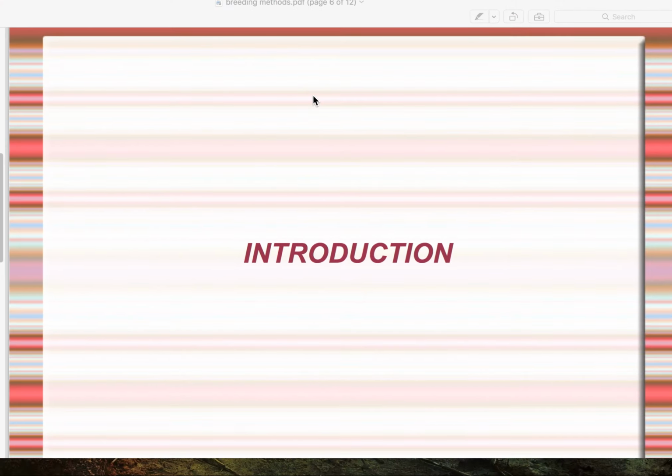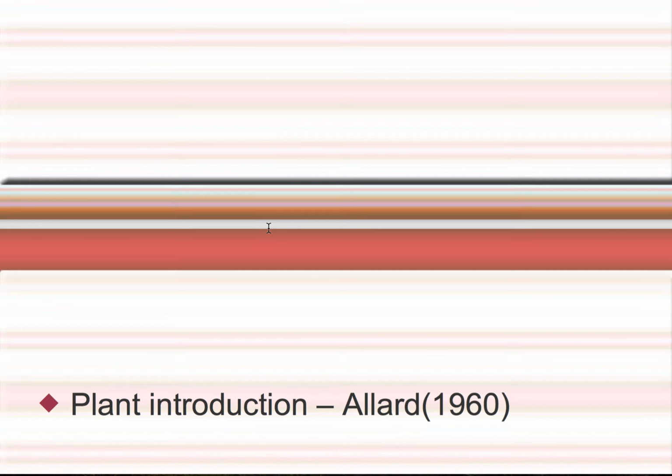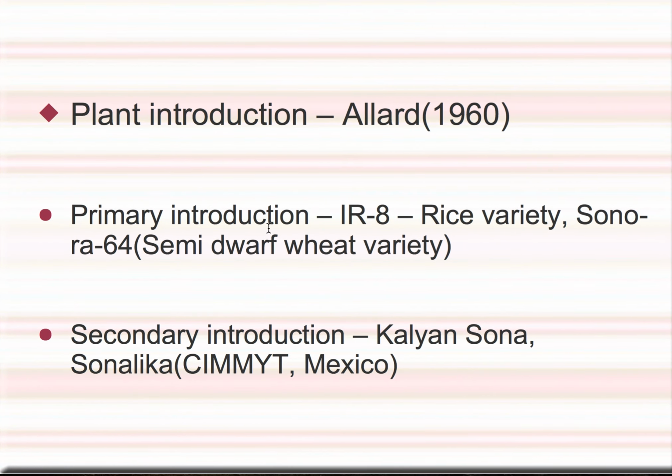Today's lecture will be on introduction, which is the most rapid and oldest method of plant breeding. If we go into the details of this method of breeding, plant introduction according to Allard in the year 1960 is the oldest and the most rapid method of crop improvement. Introduction basically is a process of introducing or domesticating crop plants into a new area.